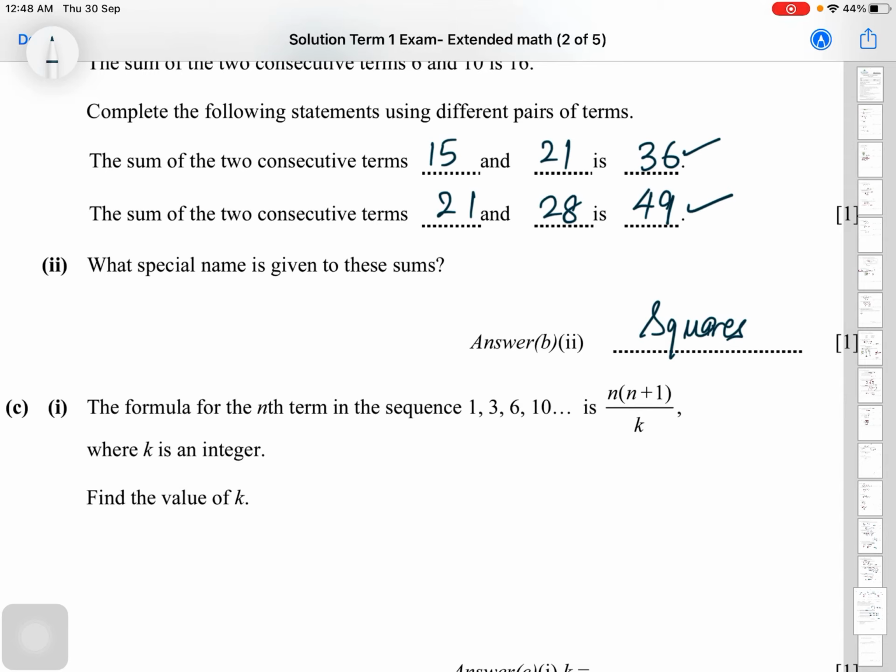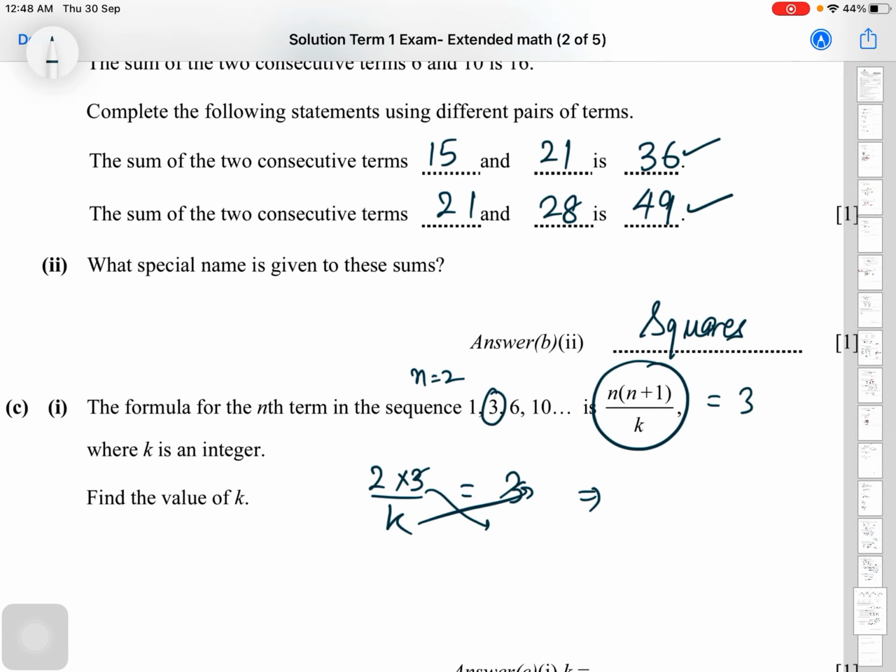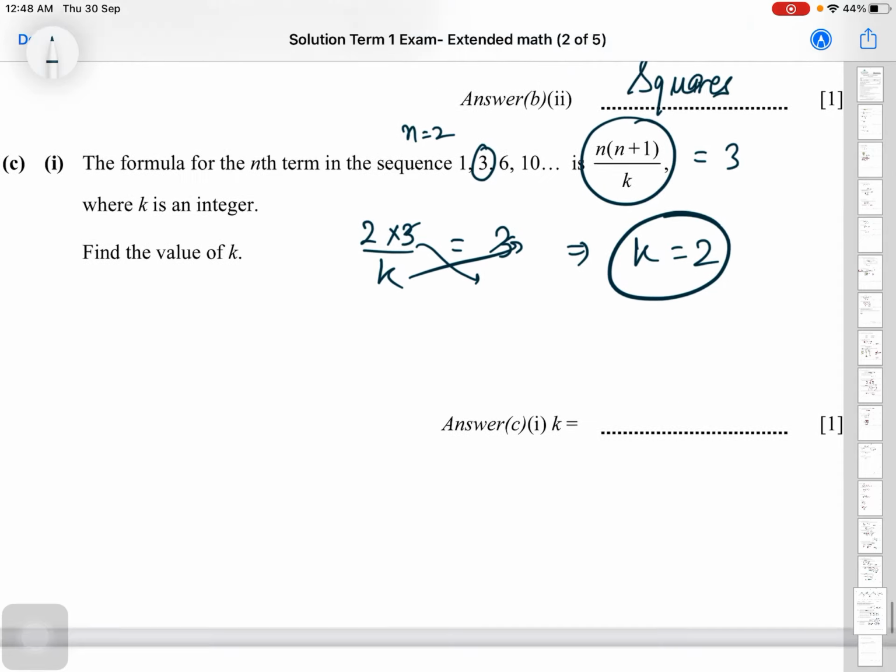So let's say we pick up the second term. The second term is 3. So when n is equal to 2, the value of this is equal to 3. That's what comes from this formula. So 2 into 2 plus 1 upon k is equal to 3. The value of k will come out, 3 will come here, get divided, and k will be equal to 2. Yeah, value of k is 2, you get 1 mark for that.